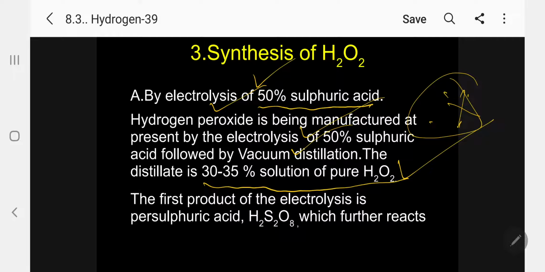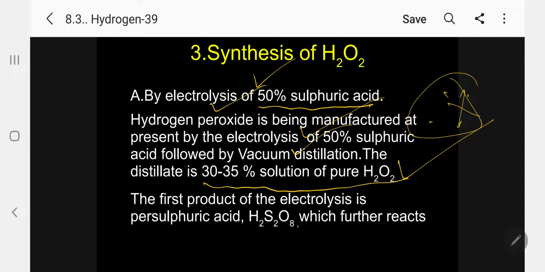That is, by passing electric current through 50% sulfuric acid. After this, the solution is subjected to vacuum distillation. We now get a 30 to 35% solution of pure hydrogen peroxide, on a large scale. This is the maximum quantity we can obtain.